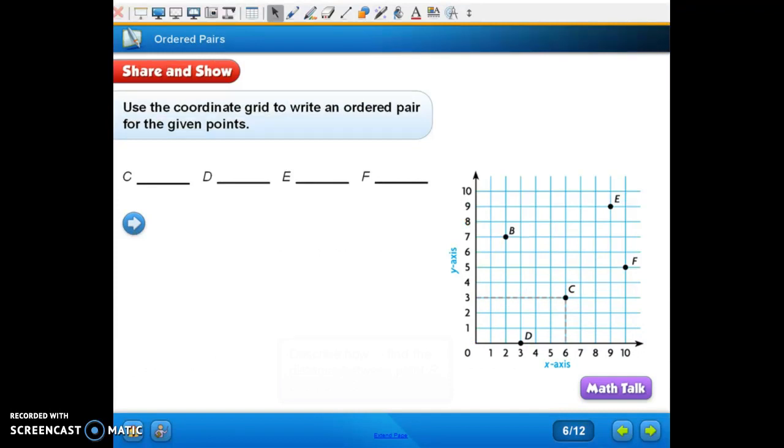All right, it says use the coordinate grid to write an ordered pair for each given point. So who did you draw? J. Sean, what's our ordered pair for C? You have to go across how many? 6. And then on the up, or the y-axis, what is it? 3. So (6, 3). Steven, what are our coordinates for D? (3, 0). We went over 3, but we didn't go up anywhere. So we're staying at 0.